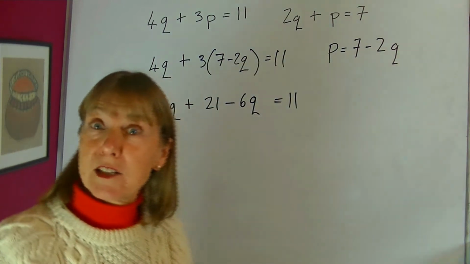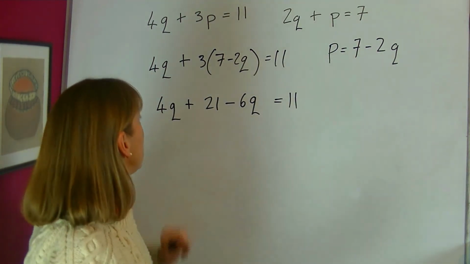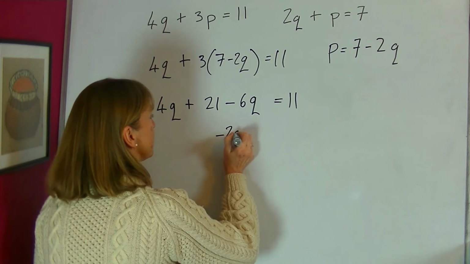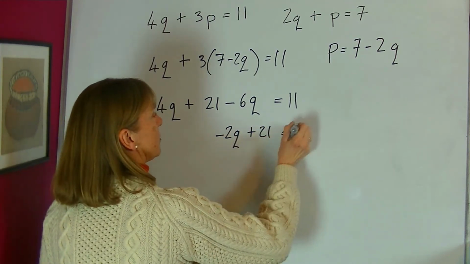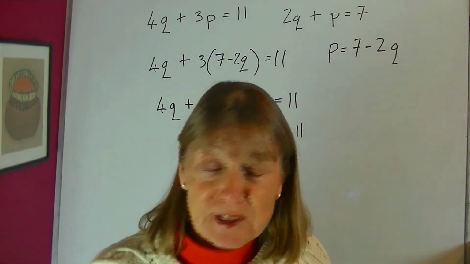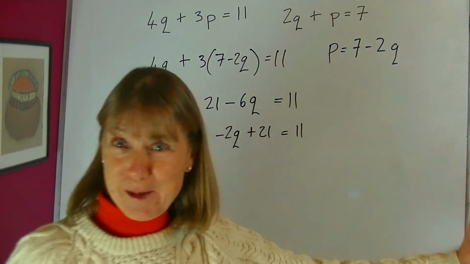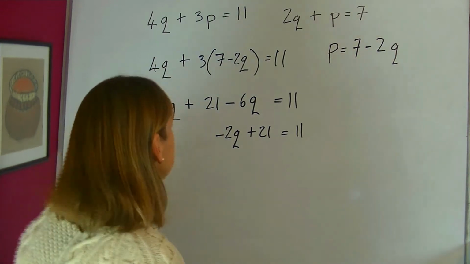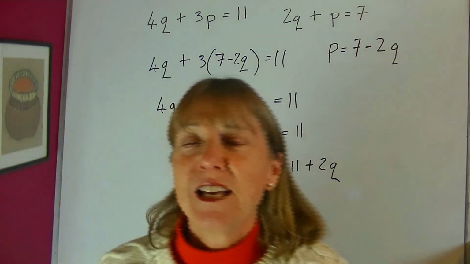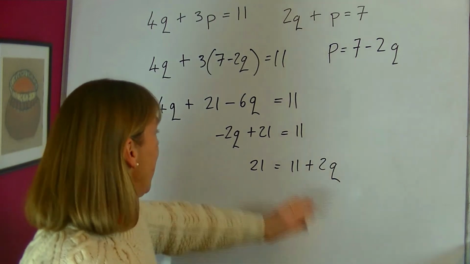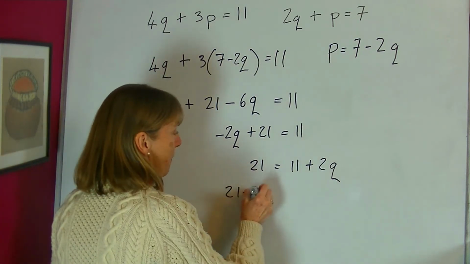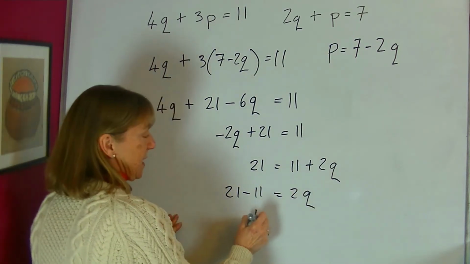Good, so I can collect like terms, which means I can put the Q's together. Oh, and look what I've got: 4Q minus 6Q, so I'm going to have minus 2Q, plus 21 equals 11. Now, I don't like that minus 2Q, so best practice in algebra is to make it positive. So I'm going to put it over to the other side and make it positive, and that will be my Q side. So 21 equals 11 plus 2Q. Now I need to move 11 to the other side, so I have to make that negative. So I've now got 21 minus 11 equals 2Q, that's 10.